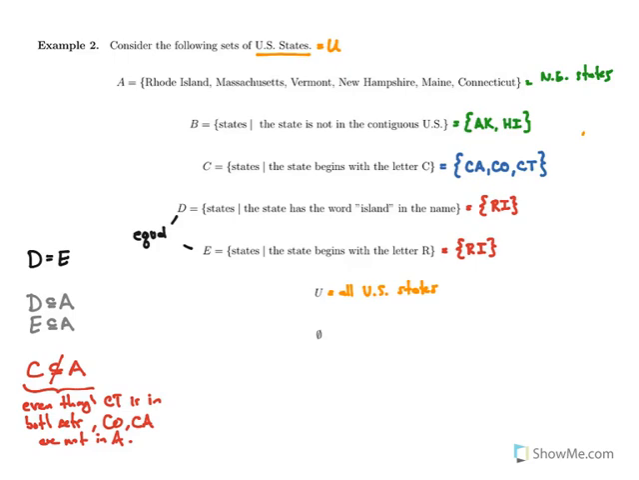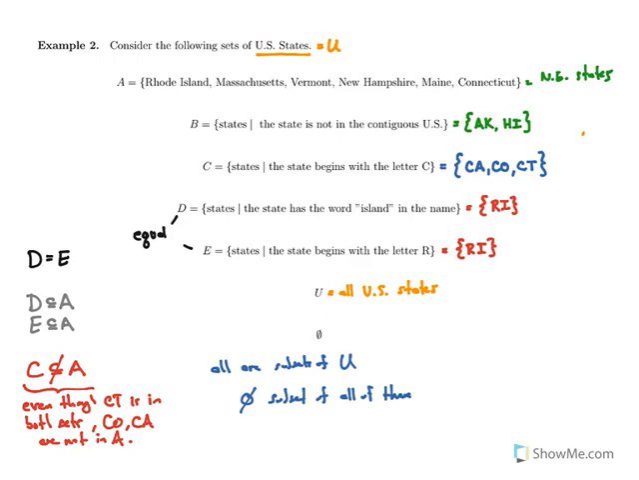All of these are subsets of U. A, B, C, D, E, U, and the empty set are all subsets of U. That's always going to be the case. And note that the empty set is a subset of everything, of all of these. And that's always the case for the empty set and the universal set.